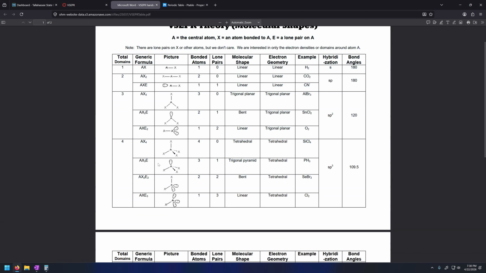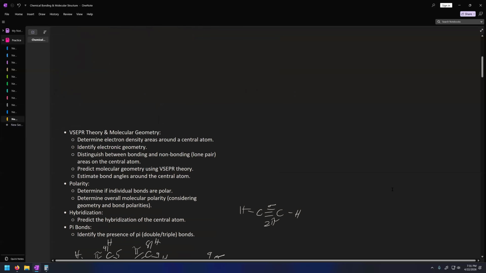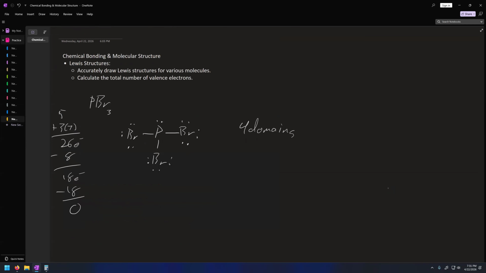Once I'm in that 4 domain region, notice that all of the electron geometry answers are the same for 4 domains. That's because the number of domains determines the electron geometry. VSEPR stands for valence shell electron pair repulsion, and so they adopt this tetrahedral arrangement because that's how many regions of electron density there are. Therefore, on your exam or homework or whatever you were working on, you would remark that this is tetrahedral.